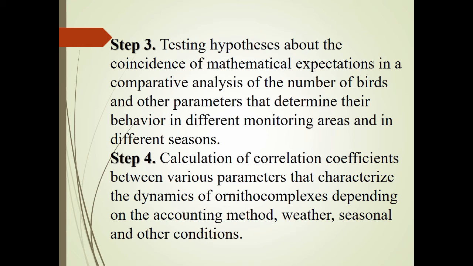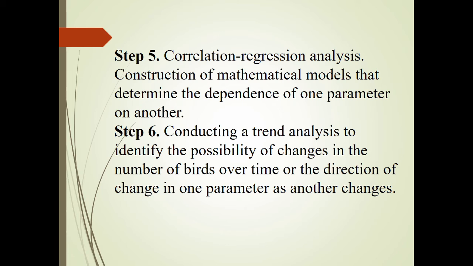Step 3. Testing hypotheses about the coincidence of mathematical expectations in a comparative analysis of the number of birds and other parameters that determine their behavior in different monitoring areas and in different seasons. Step 4. Calculation of correlation coefficients between various parameters that characterize the dynamics of ornithocomplexes depending on the accounting method, weather, seasonal and other conditions. Step 5. Correlation regression analysis. Construction of mathematical models that determine the dependence of one parameter on another.